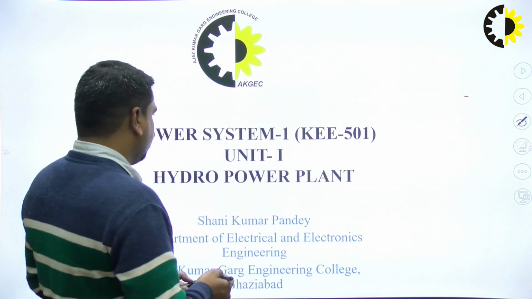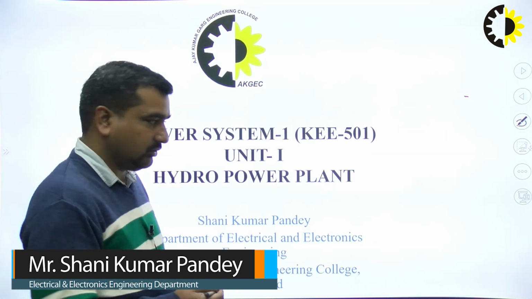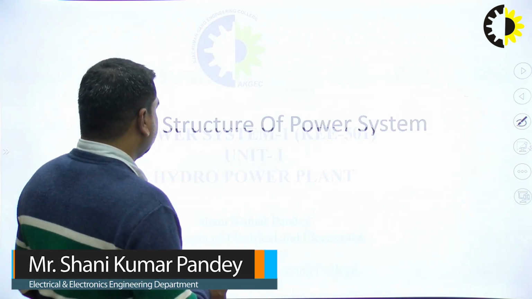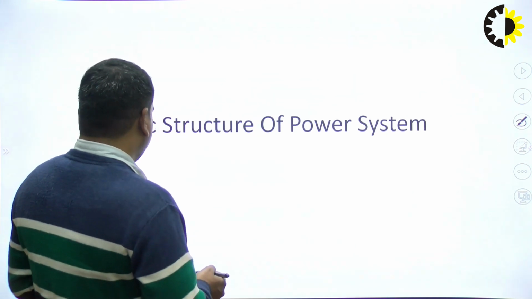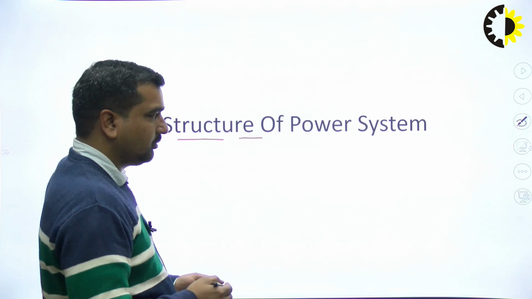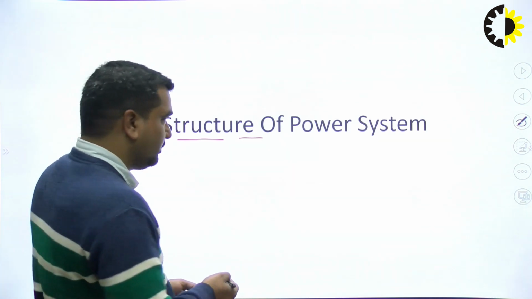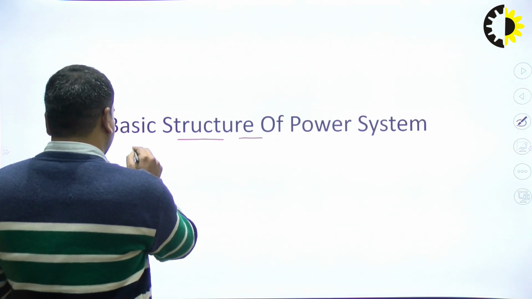Today we discuss the hydropower plant and some basics of the power system. So first we discuss the basic structure of power system. What are the basic structures? Basically the power system has three components.